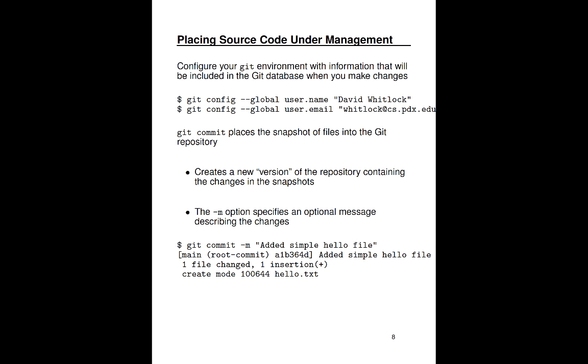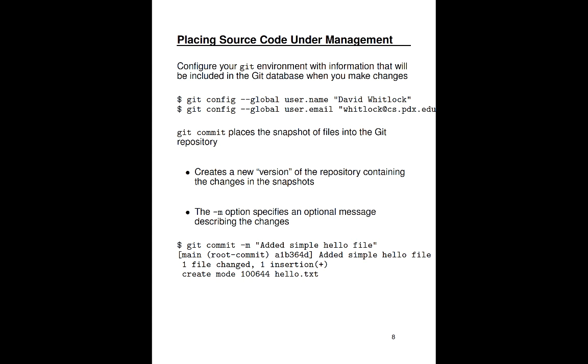Once the files have been staged and you're ready to put them fully into the Git repository, use the git commit command. What git commit does is it creates a new version of the repository that contains everything that was in there, plus the changes that you had staged. They're in those latest snapshots. Git commit supports a -m option for a message, and this is an optional message that you can provide that describes the changes. You should always include a message of some sort explaining why you made the change that you did.